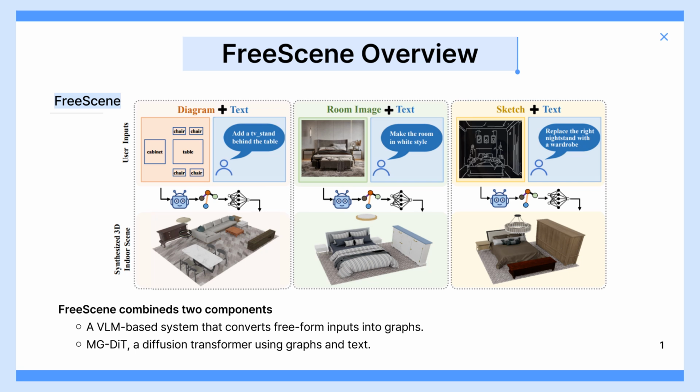Let me begin with an overview of the FreeScene system. FreeScene is composed of two major components. The first component is the Graph Designer. This module uses a vision language model such as GPT-4o to convert freeform user inputs into a structured graph. The second component is a diffusion transformer called MGDIT. This model takes the graph and the optional text input and generates the final 3D scene. These two components work together to turn flexible user inputs into controllable and well-structured scene layouts.